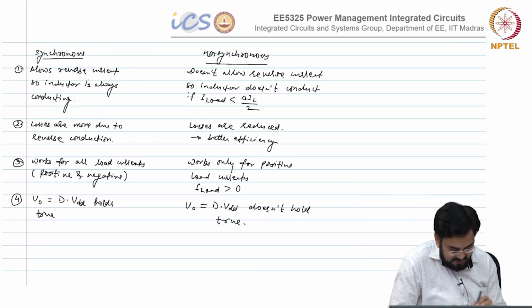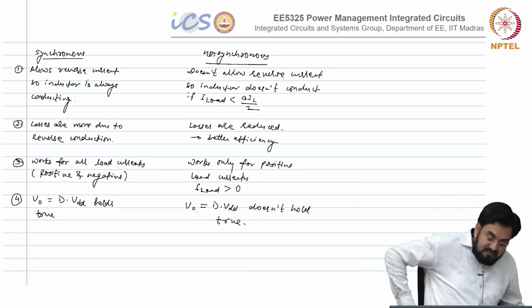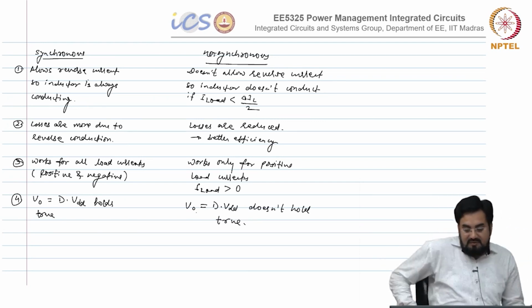So this is the main thing, which means we need to find what will be the V out here.